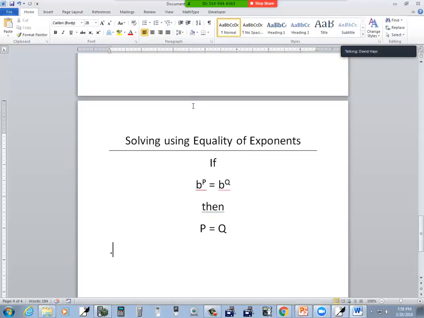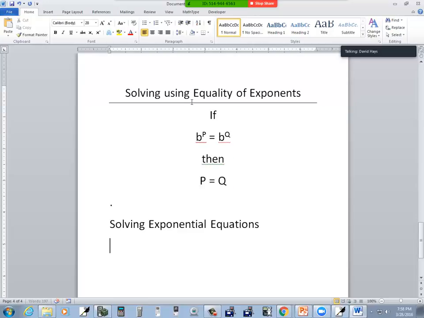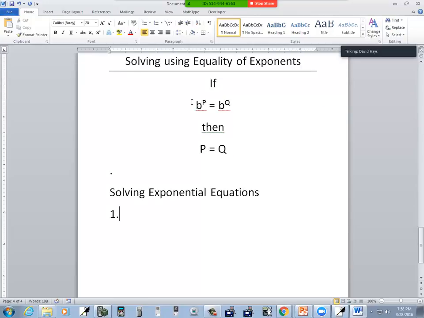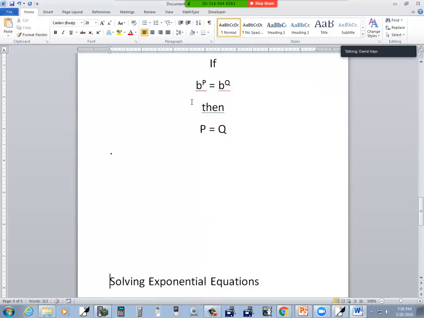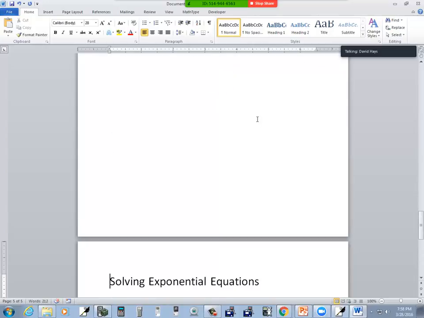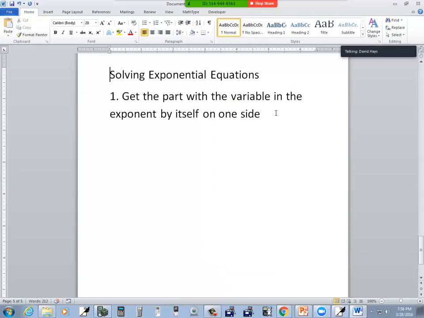So we have solving exponential equations. And step 1 is get the part with the variable and the exponent by itself on one side. Actually, let me go ahead and start this on a new page. Since we're not really going into a lot of depth on log properties, I need to actually spell everything out here. What I mean by itself on one side is no numbers in front of it or behind it.